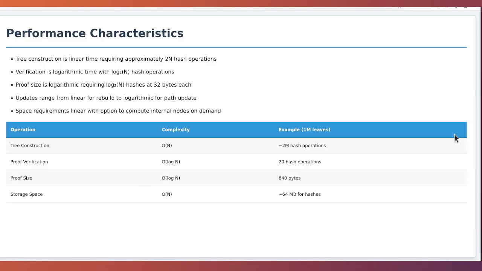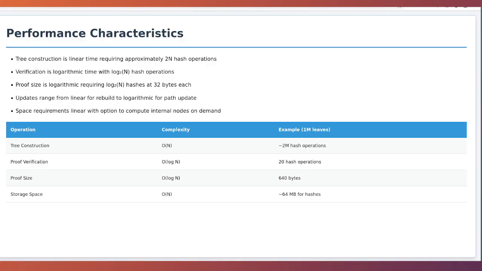Tree construction time is linear in the number of leaves. If you have n data blocks, you need to compute n hashes for the leaf level, then n divided by 2 hashes for the next level, then n divided by 4, and so on. The total is approximately 2n hash operations, which is O(n) complexity. For Bitcoin blocks with thousands of transactions, this takes just milliseconds on modern hardware.